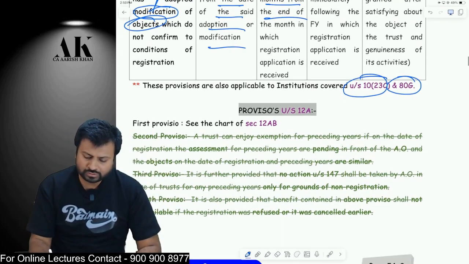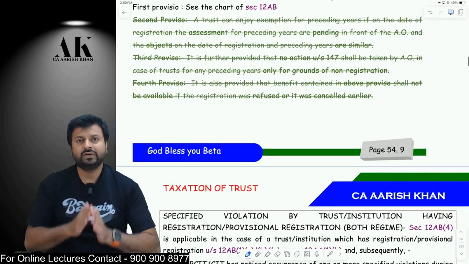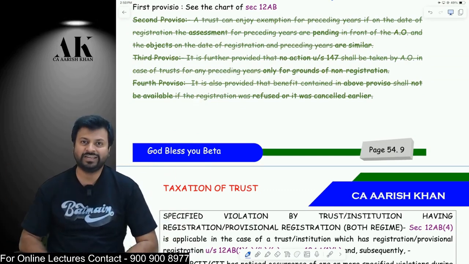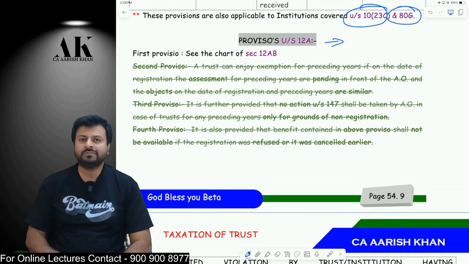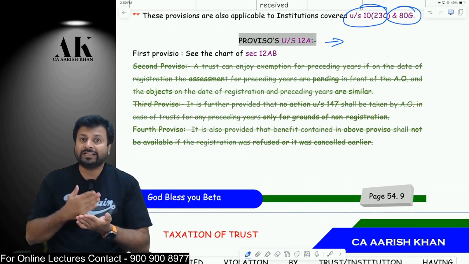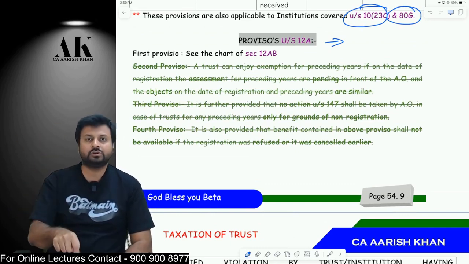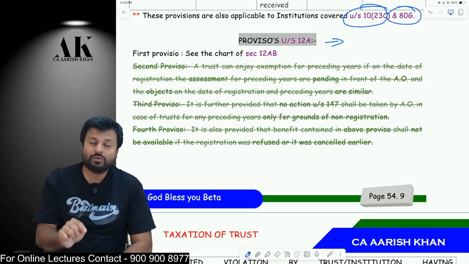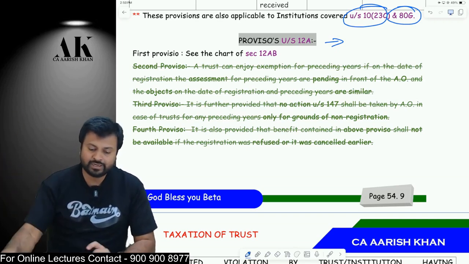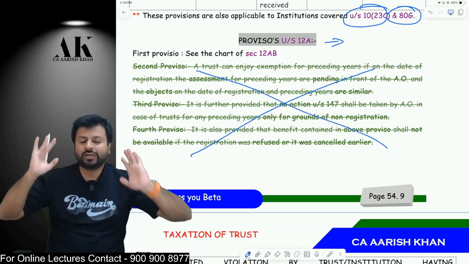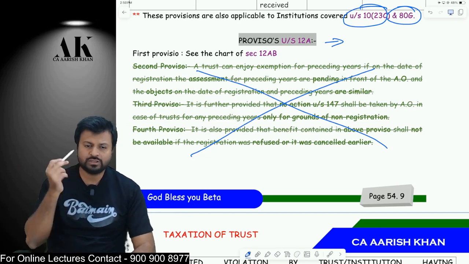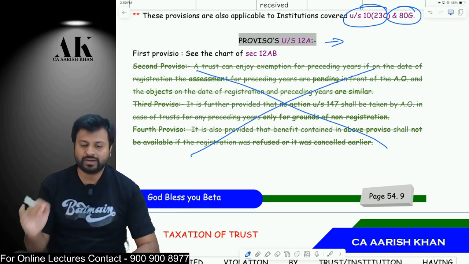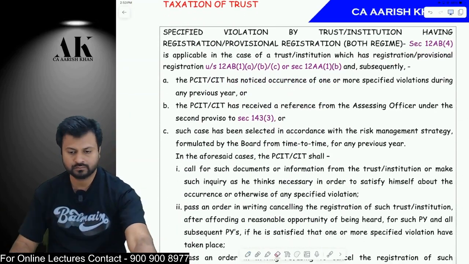Okay, now proviso to section 12A, there were some provisos over here which are deleted by Finance Act 2023. What was this proviso? This proviso used to talk about, generally when I make an application, I get the registration and exemption for future years. These provisos used to talk about that you can also enjoy exemption for past years. So that proviso which was giving you benefit to enjoy exemption for past year is deleted by Finance Act 2023. So now you cannot enjoy exemption for past year, you can only enjoy exemption for future years. Okay, this is what this proviso is all about, which is amended by Finance Act 2023. I hope it is clear to all of you.